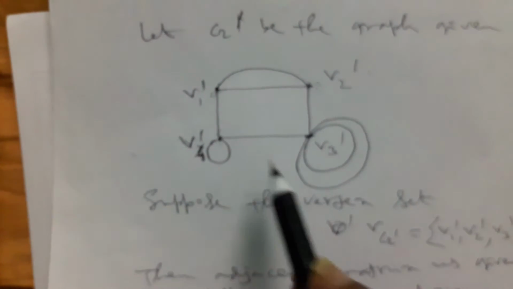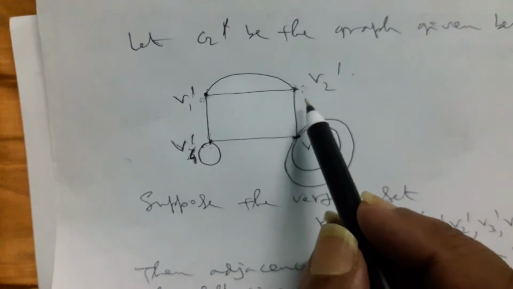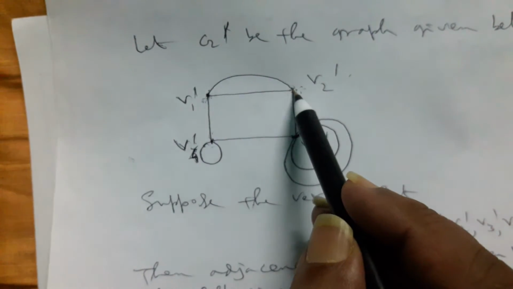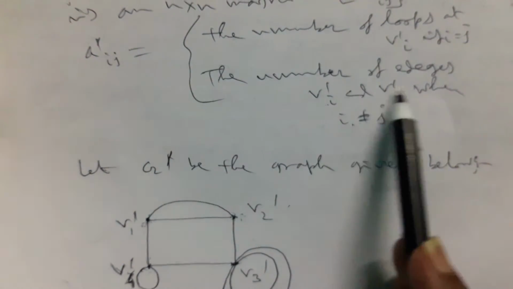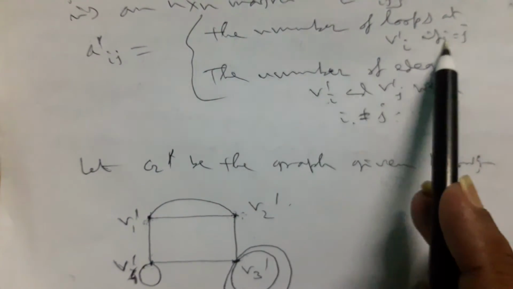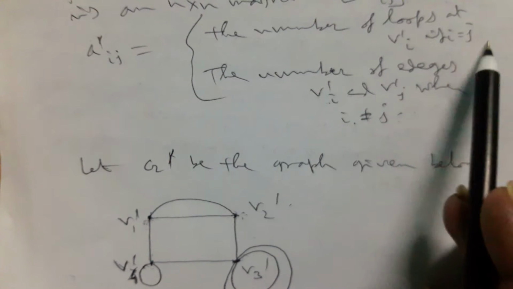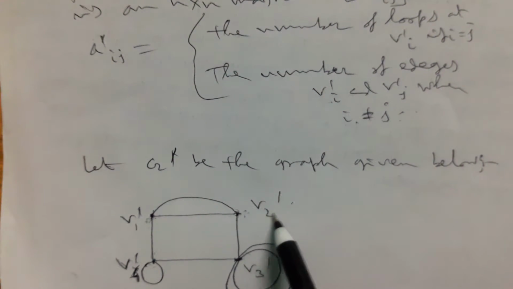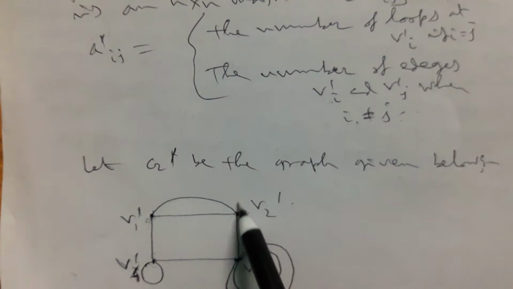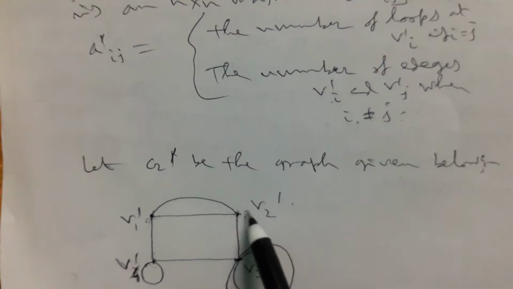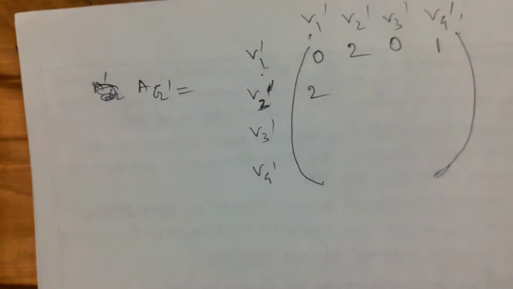Now V2 dash and V2 dash. There will be no loop, because in adjacency cases for i equals j, that means both have the same element, V2 to itself. So if there is a loop, then we can count, but otherwise we directly put it as 0. So the result will be 0.